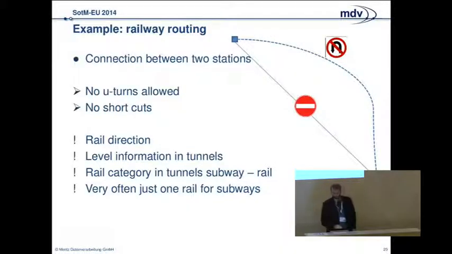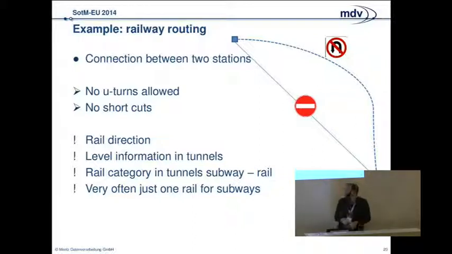So when you look at railway routing, this is a pretty straightforward thing, one would say. You have the connection between two stations. They are connected by a rail track, and the train can run only on the track, of course, so it can't take shortcuts. You won't allow U-turns, and that's it.